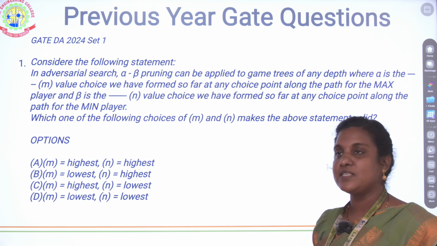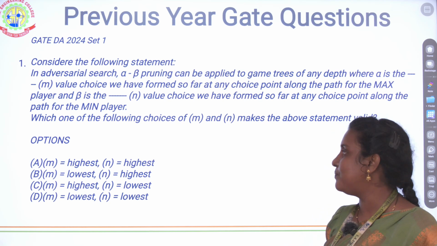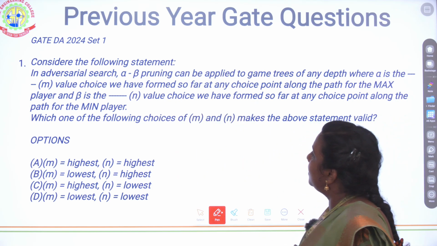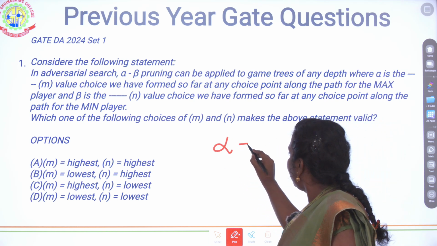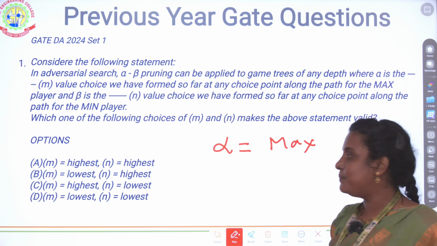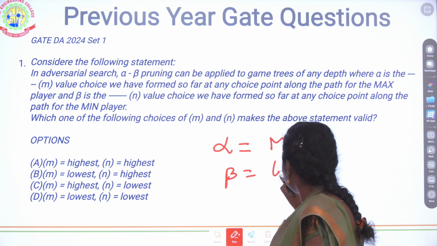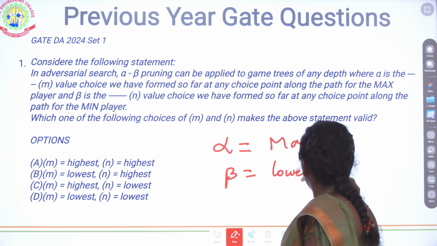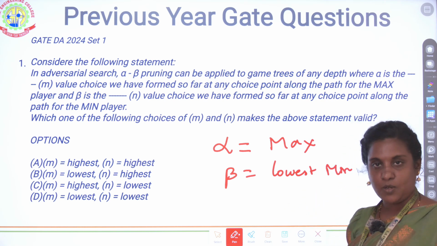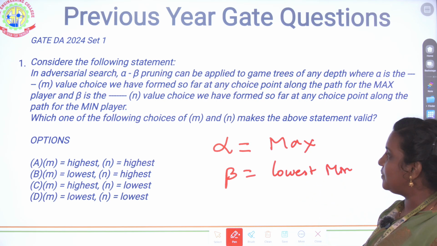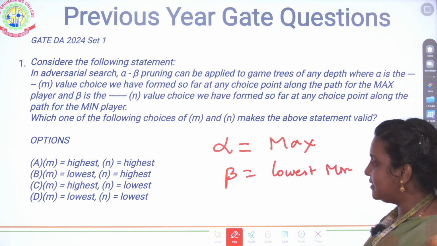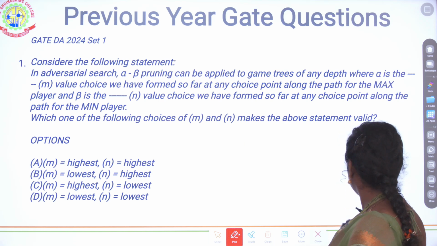So we already know the concept of the min-max algorithm and alpha-beta pruning. Alpha always deals with the maximum value, and beta always deals with the minimum value. So based on this question and the given options, alpha deals with the highest value and beta deals with the lowest value. In that way, option C is correct.